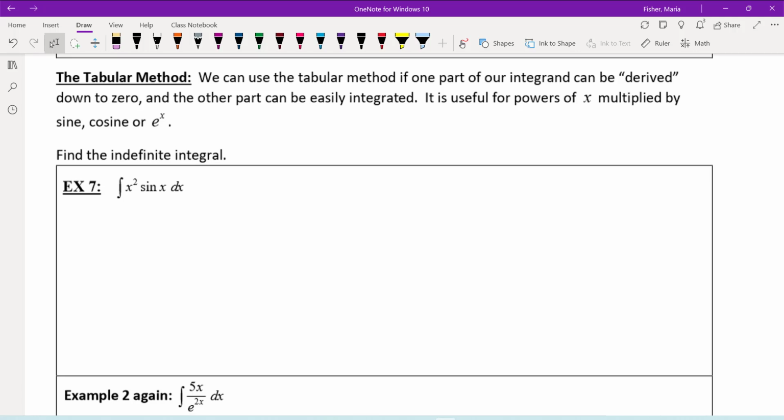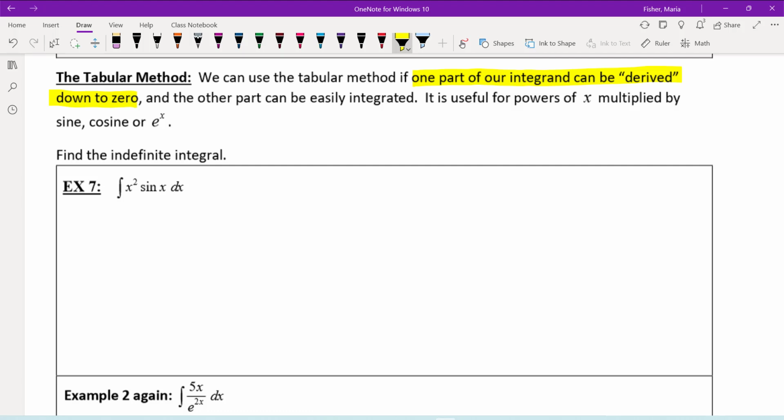The next thing I want to talk about in this section is something called the tabular method. Now, the tabular method is a shortcut that we can use for integration by parts, but you can only use it if one part of the integrand can be derived down to 0, which means that you can take the derivative of that thing down to 0.